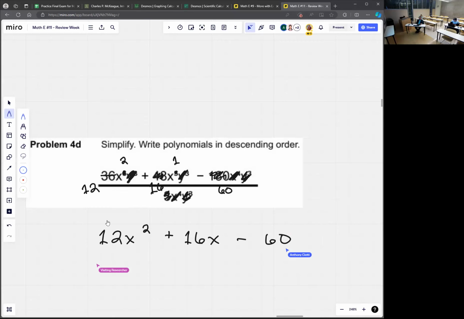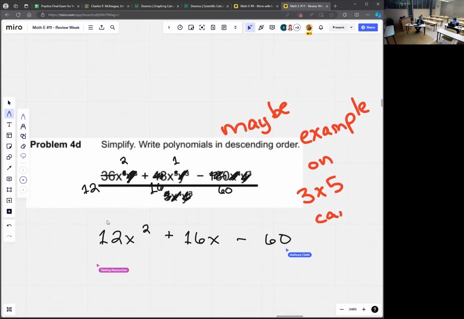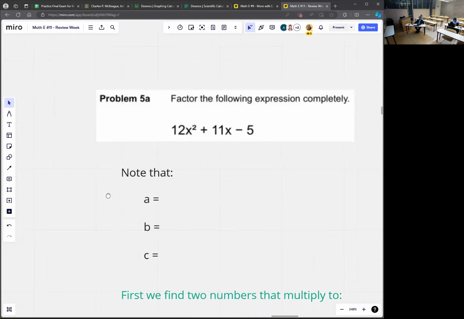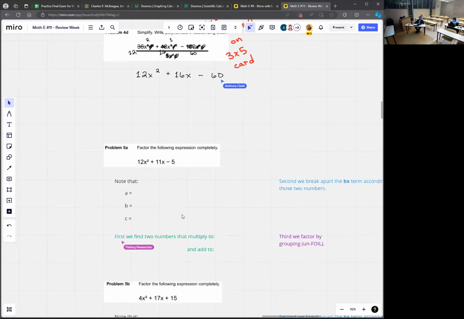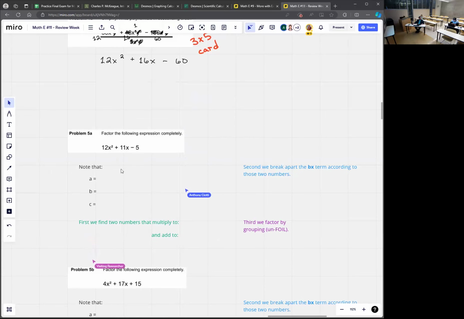I like that. So not sure what you want to write on your 3x5 card. Maybe an example, who knows? I'll just put here, maybe example. This is basically just using a bunch of the exponent rules all at once. Right. Okay, moving on.